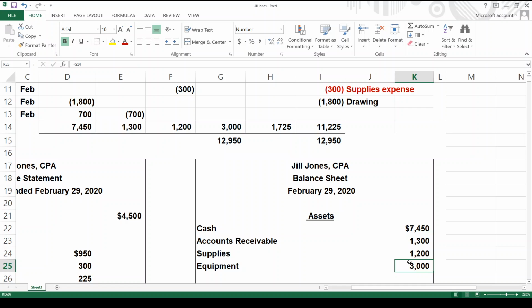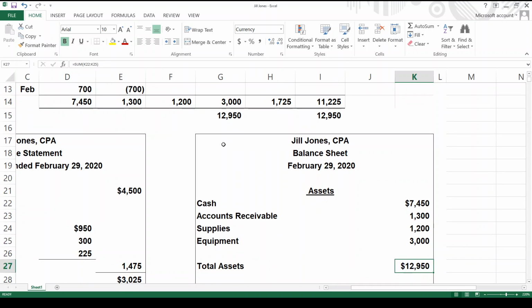And then getting a total, which according to this is 12,950. Here's your total assets. In other words, the left side of your equation equals 12,950. What does the right side of our equation equal? Well, it better equal the same thing. That's why this is called a balance sheet, right?